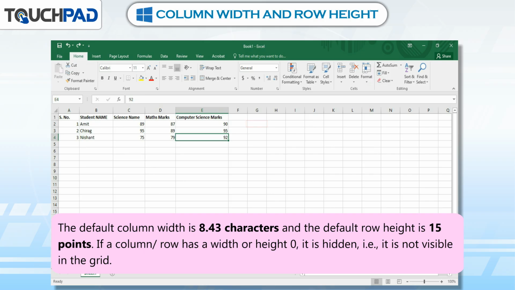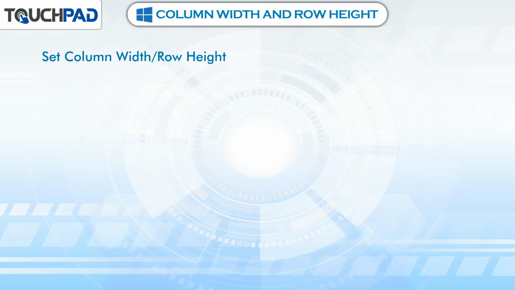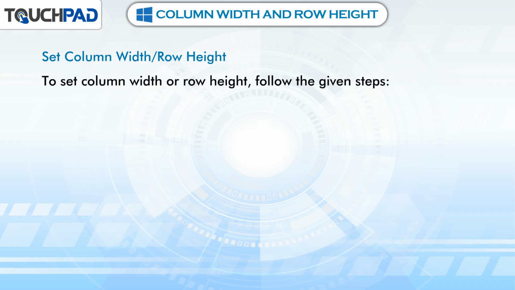If a column or row has a width or height of 0, it is hidden, that is, it is not visible in the grid. Set column width or row height. To set column width or row height, follow these steps.